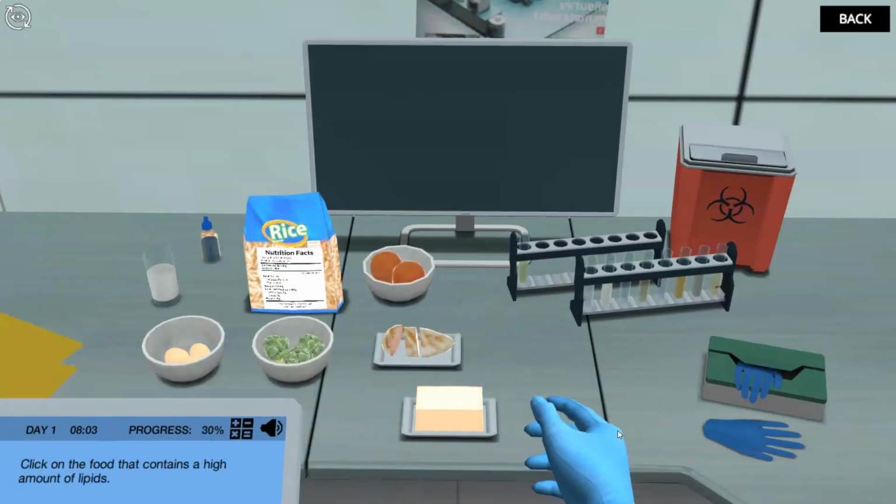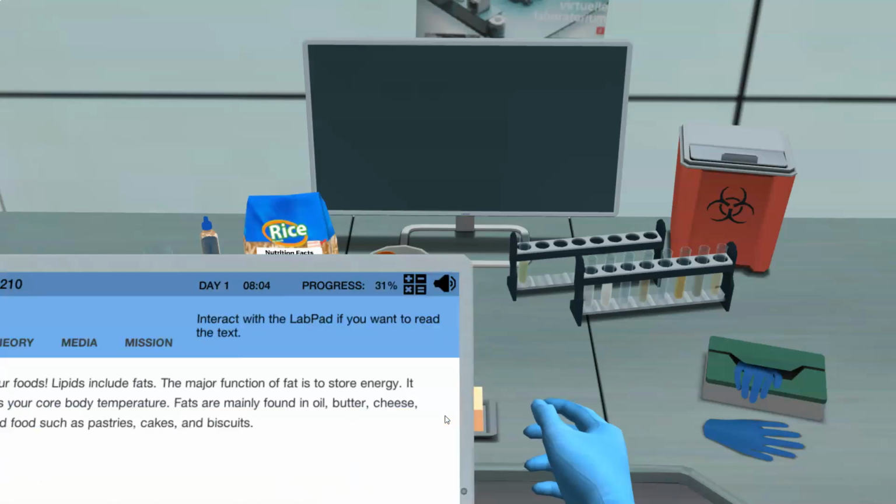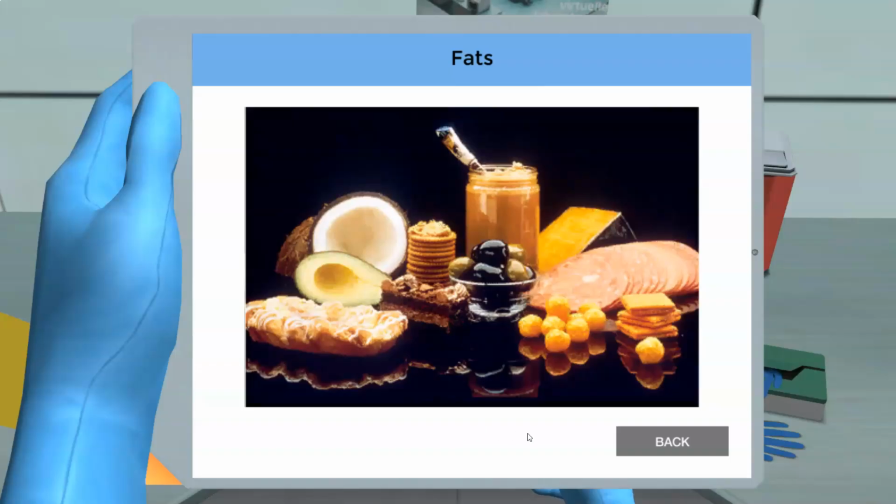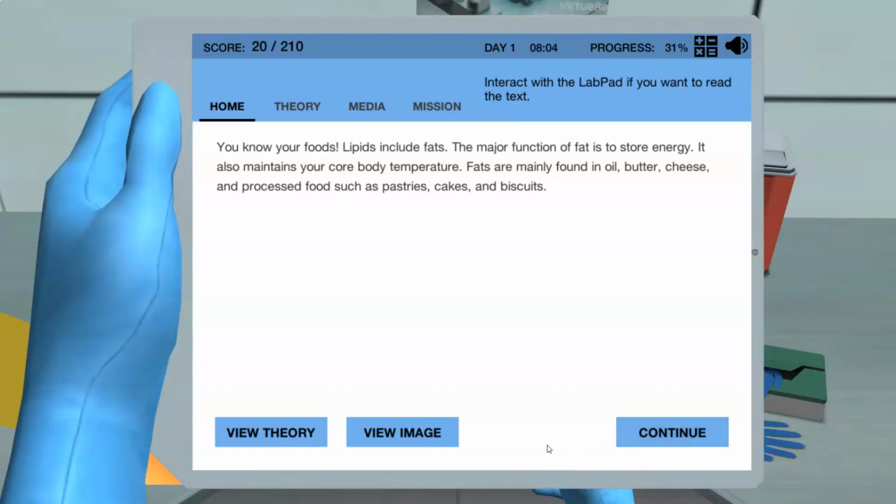Click on the food that contains a high amount of lipids. You know your foods. Lipids include fats. The major function of fat is to store energy. It also maintains your core body temperature. Fats are mainly found in oil, butter, cheese, and processed foods such as pastries, cakes, and biscuits.